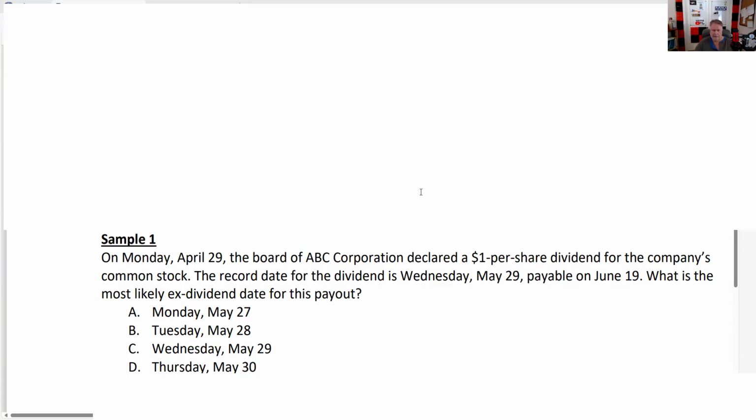It says the record date for the dividend is Wednesday, May 29th. So that means on May 29th, they're going to look at their shareholder list. And if you were on the shareholder list on Wednesday, May 29th, you're going to receive that dividend. Now, you should know that settlement is when ownership changes hands. And so it takes T+1 to show up on a shareholder list, right? Because that's what settlement is. T+1 is when settlement ownership changes hands.